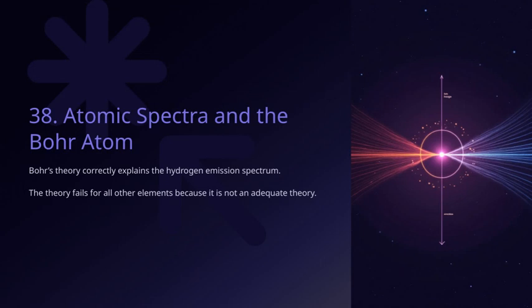The theory fails for all other elements because it is not an adequate theory. While Bohr's model accurately explains the hydrogen emission spectrum, it doesn't hold up when we look at more complex atoms. This highlights that although Bohr's model was a significant step forward, it has its limitations. It's important to recognize that a theory must be comprehensive and applicable to various cases to be truly effective. So, in the broader context of atomic models, Bohr's theory is a good starting point, but it's not the final answer for understanding all atomic spectra.